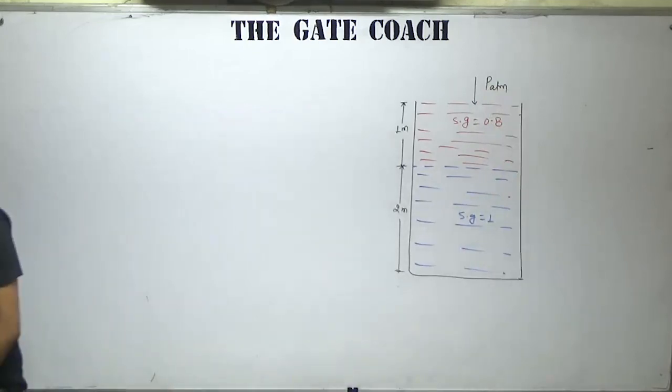This is the case. So the gauge pressure at the interface is 7848 Pascal. And for the absolute values, we can add the atmospheric pressure. So the absolute value is 174.